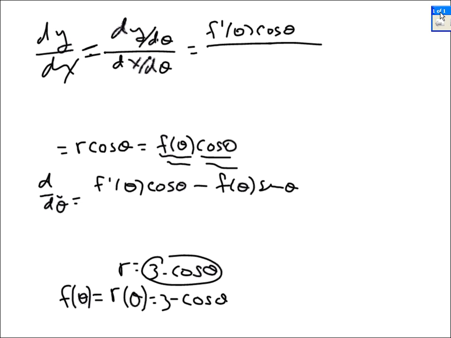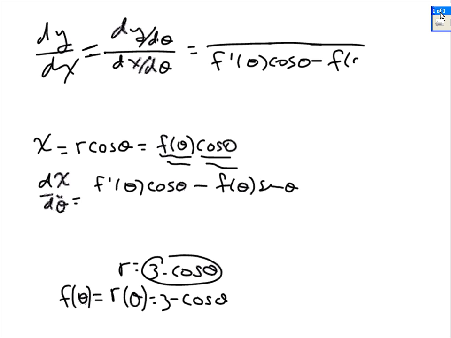x is r cosine theta. So I just found dx/d theta, which isn't so bad because we need that for the denominator. Sorry about that. So this is f prime of theta, cosine of the angle, etc. That is, the denominator is just this equation right here.